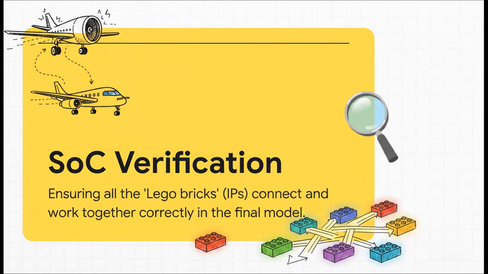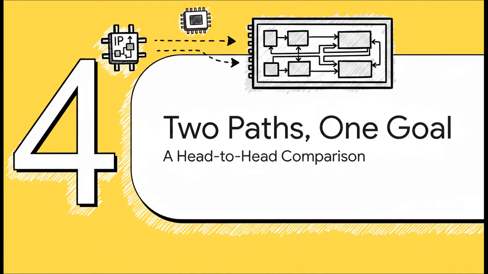So, SOC verification asks a totally different question. It's not, is the brick perfect? It's, do all these perfect little bricks actually play nicely together? Do the engines connect to the wings properly? Can the cockpit talk to the landing gear? You're not checking the brick itself anymore. You're checking the connections and how the whole system behaves. So you can see we have two very different jobs, but both are absolutely critical to making a chip that actually works. Let's put them side by side and really see where they differ.